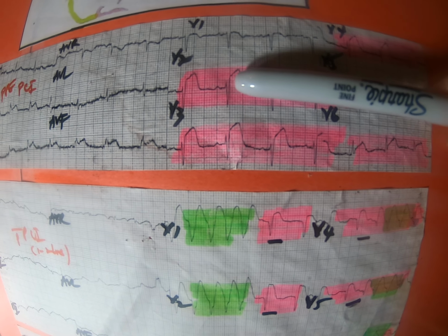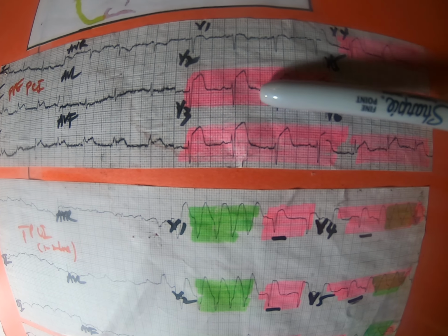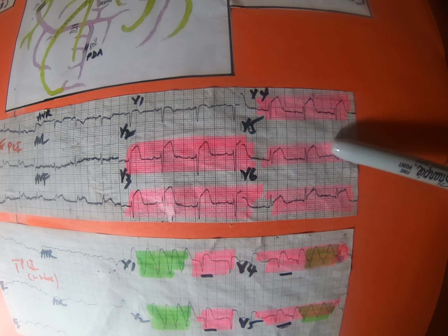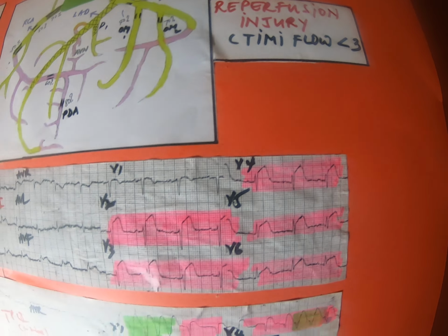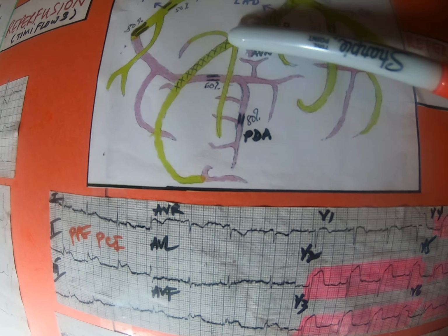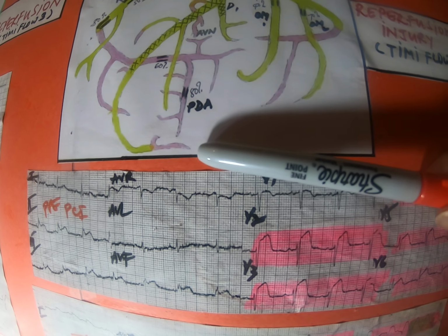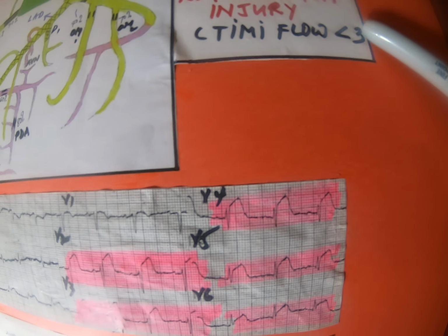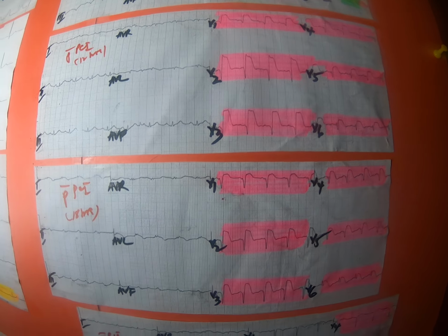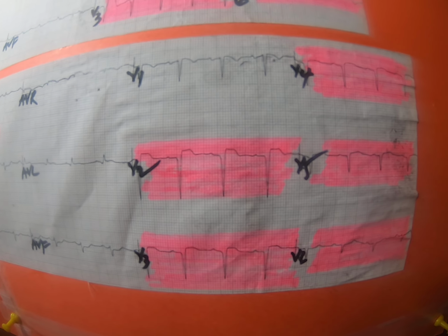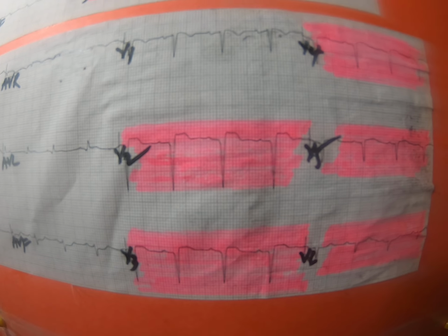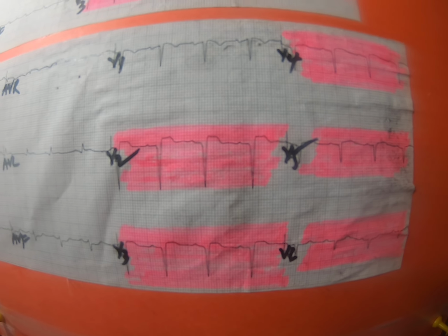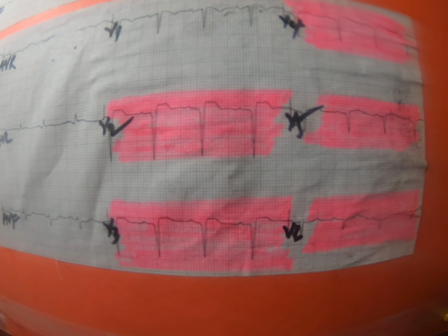So the patient came probably with a 2-3 hour old STEMI. We have a reperfusion injury because the TIMI flow is less than 3. We opened up the arteries, but there's no distal flow. But luckily, after a day or 2, the patient responded, and we now have STs coming down. The Qs are deep, and the Qs are the infarcted cells, and the injured cells are going to be safe.